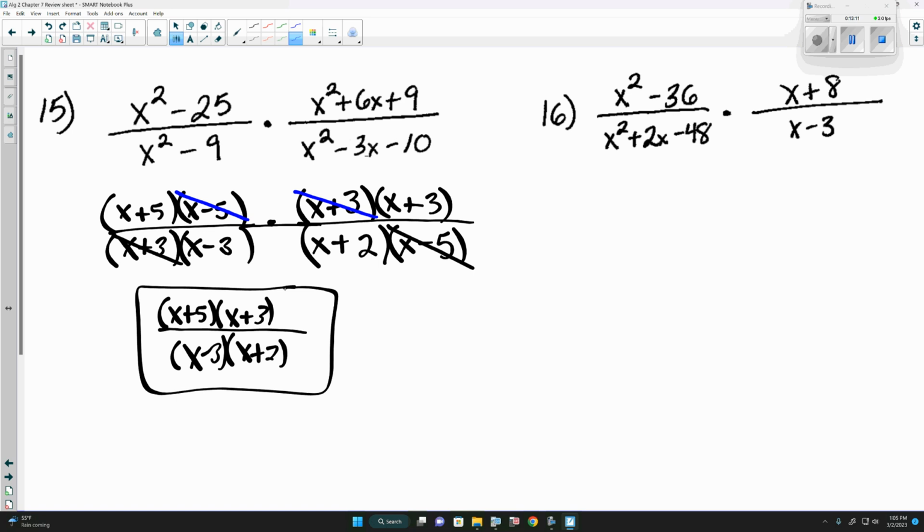With all the multiplication and division problems, something will simplify. We won't just have it factored and then multiply together. Something will simplify on top and bottom. Any other questions with multiplication?